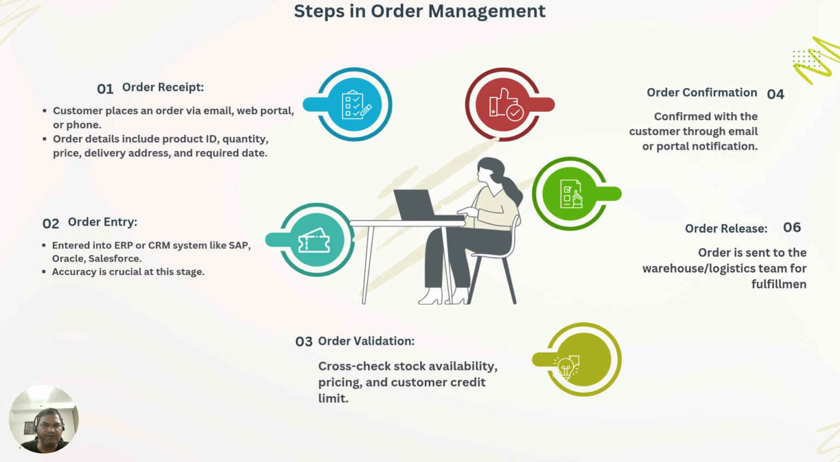Now, the third step is order validation, which means you've received the order and input the order in the ERP system. Now you have to validate, cross-check stock availability, pricing, and customer credit limits. Just because the customer has placed an order, you will not be able to deliver unless the customer has enough credit limit, you have the required products with you, and the order also matches the price at which we are selling. Once it is validated, the next step is order confirmation.